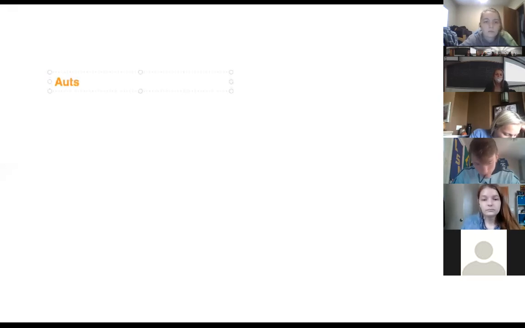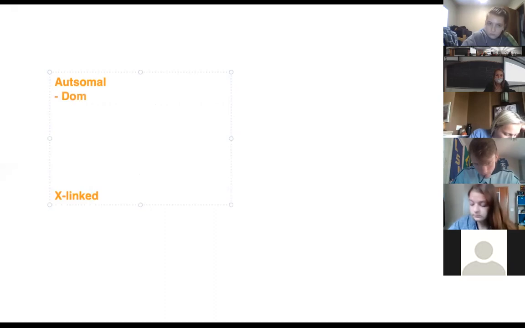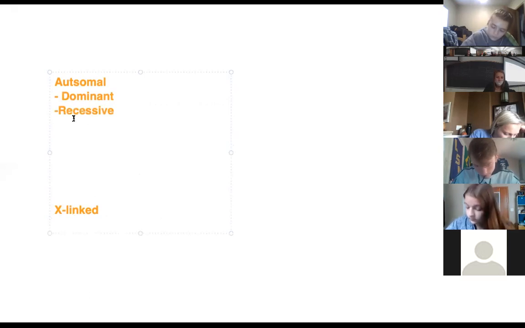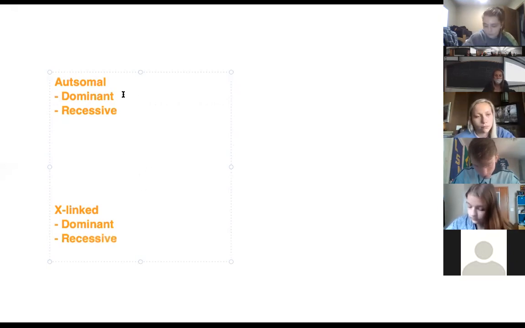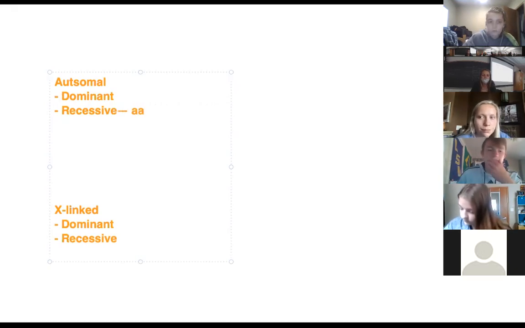So you can have autosomal and you can have X-linked. From that, you can have either dominant or recessive, and same with this one. And then what does it look like to have an autosomal recessive trait? It is small a, small a, small f, small f, small a, small h. Those are all of those options.